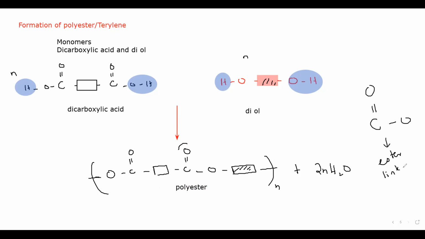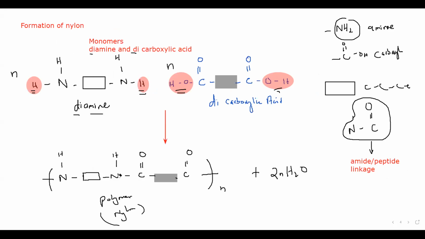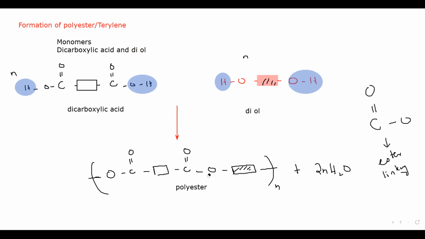Nylon contains the linkage, the bond which is present in nylon, that is amide. As you can see, the C double bonded with O and N is called an amide linkage. But the bond which is present in polyester is called an ester linkage. And that's why the term ester is there in the name, because they have an ester linkage or ester bond.